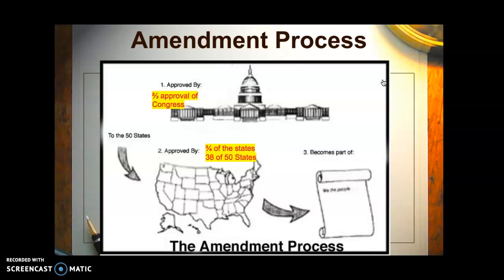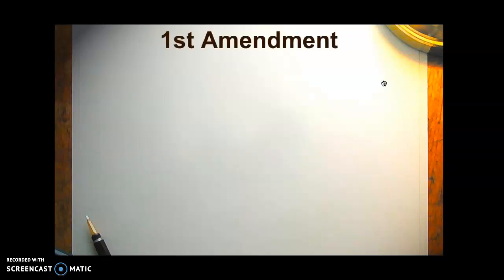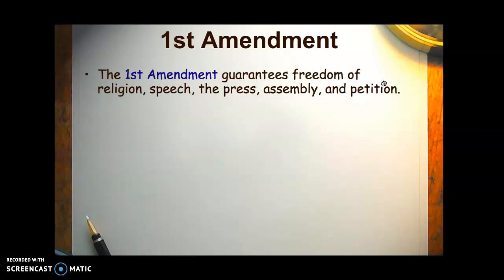And once 38 of 50 states approve of an amendment, it becomes part of the U.S. Constitution. So let's look at our amendments, beginning with number 1. Probably the most well-known amendment of all 27 amendments added to the Constitution. So the First Amendment goes like this. It guarantees the freedom of religion, speech, press, assembly, and petition.